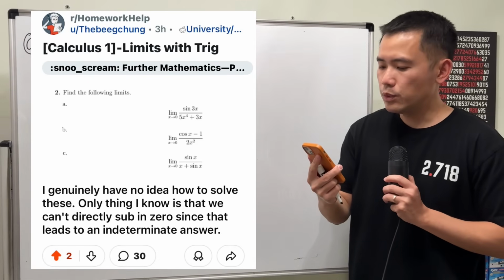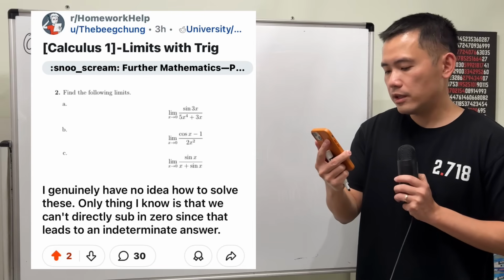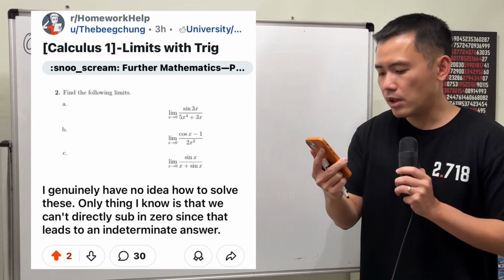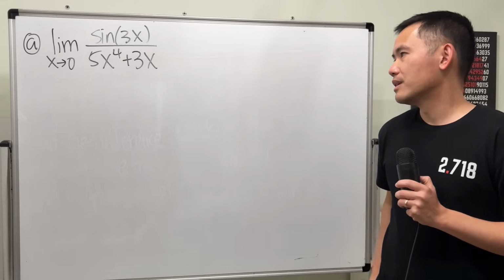Calculus 1, limits with trig. I genuinely have no idea how to solve these. The only thing I know is that we cannot directly sub in 0 since that leads to an indeterminate answer. Okay, let's have a look.